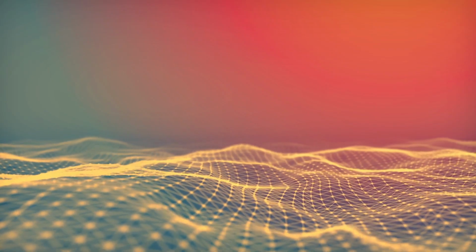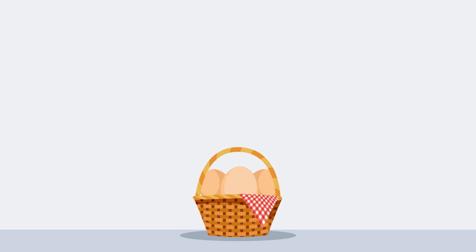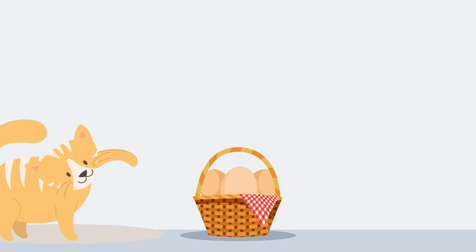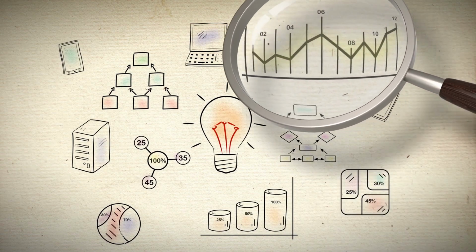That's why an average millionaire has 7 streams of income. You don't want to put all of your eggs in one basket. If something goes wrong, you are doomed. So let's find out the 7 most important streams of income.